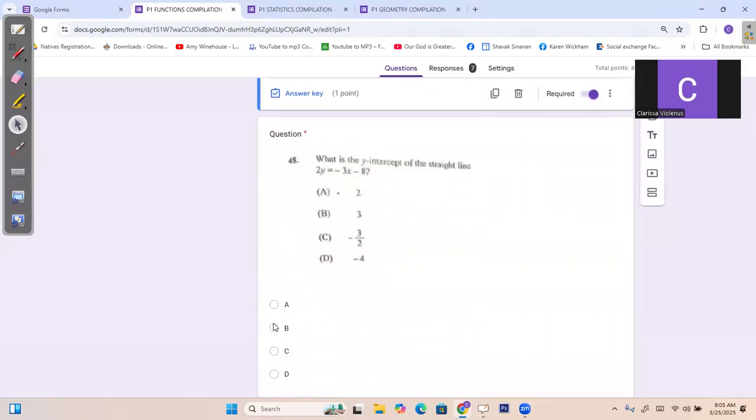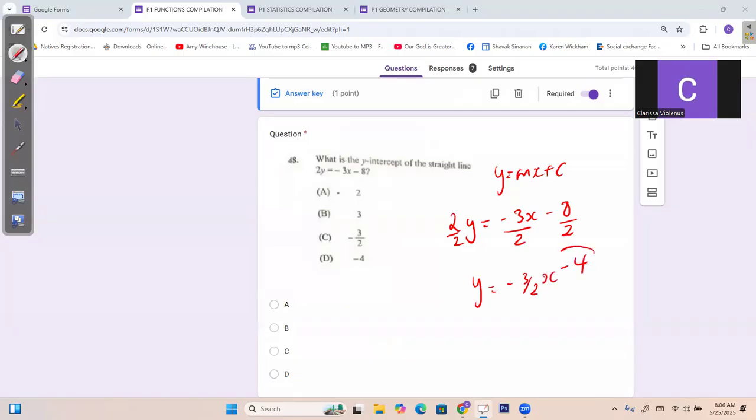What is the y-intercept of this straight line? You see how this equation is? We have to make it look like our general equation, y is equal to mx plus c. So we've got to do some transposing. 2y is equal to negative 3x minus 8. So we divide everybody by 2. This gives me y is equal to negative 3 over 2 x minus 4. So our y-intercept is negative 4, which is D.